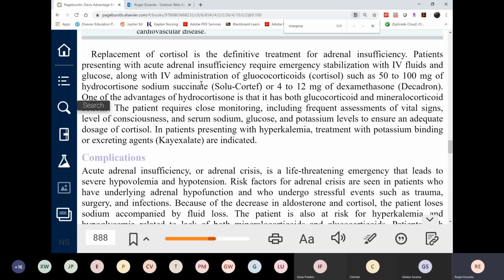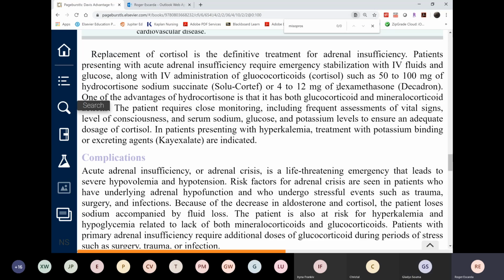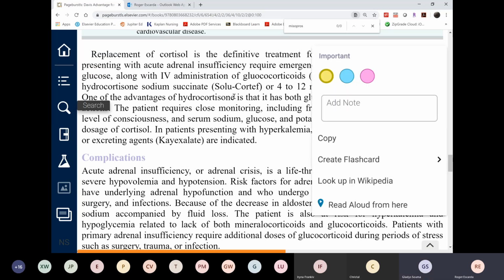So we have glucocorticoids, which is in the form of hydrocortisone. So that's Solu-Cortef. And then they'll get dexamethasone or Decadron.